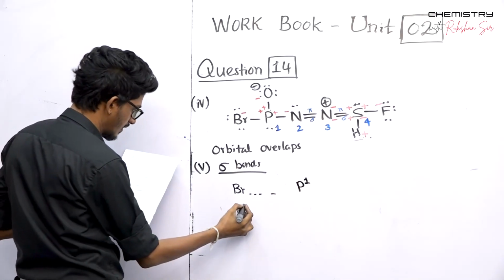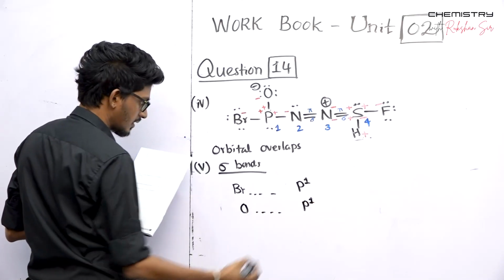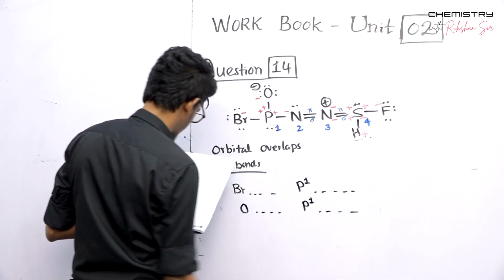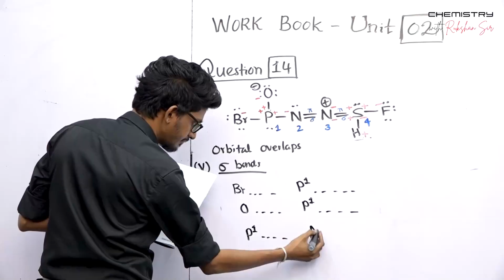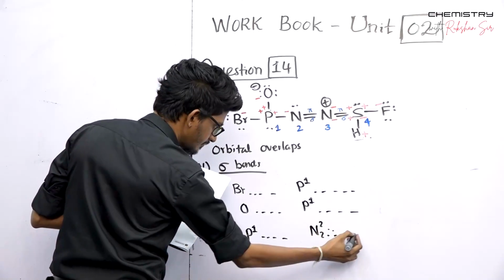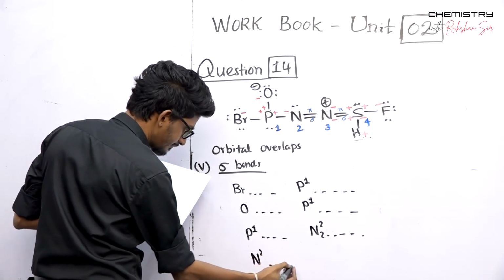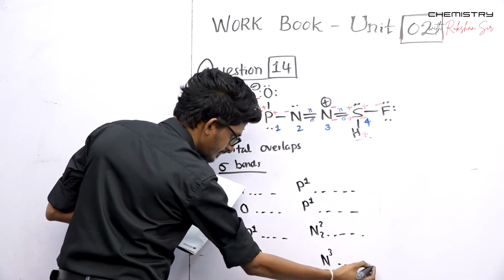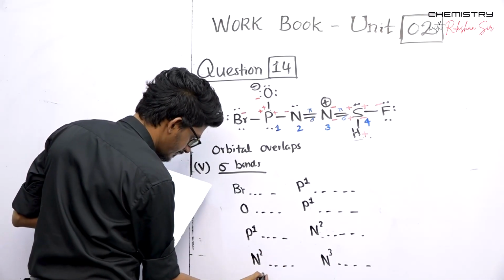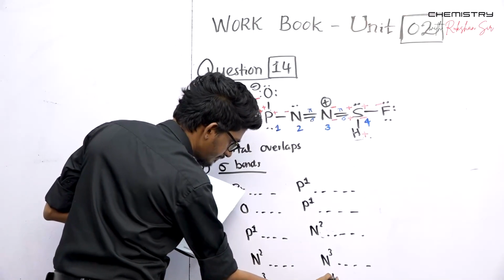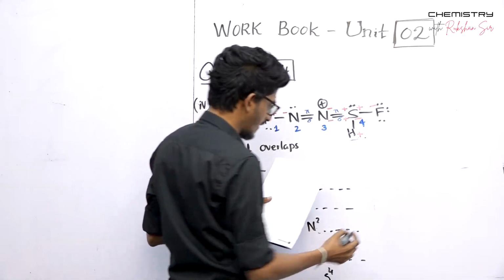Then you have a sigma bond between the oxygen and P1. What else? Then P1 and N2. Then N2 and N3. N3 and S4. A few more. S4 and F.